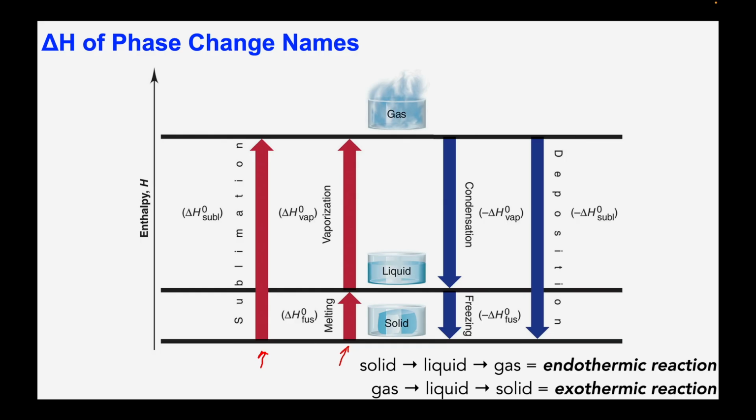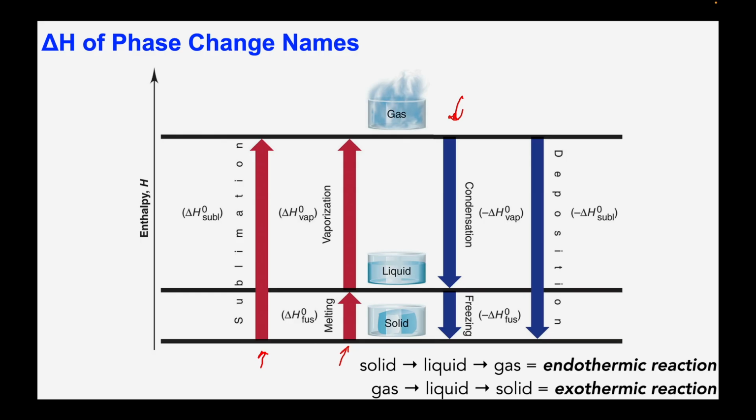Condensation is the energy, the delta H value, that goes from a gas to a liquid. Freezing is a delta H value that goes from a liquid to a solid. And deposition is the fancy name for when a gas goes directly to a solid. But the important part for us here is those are all exothermic. The ones on the left are endothermic. You have to put energy in. The other side are exothermic.